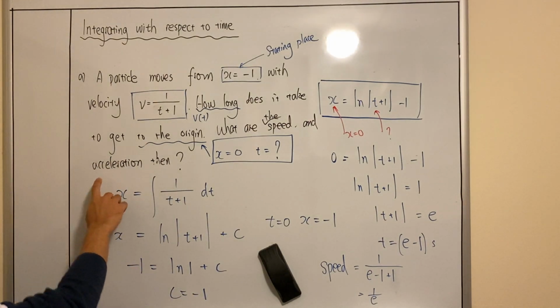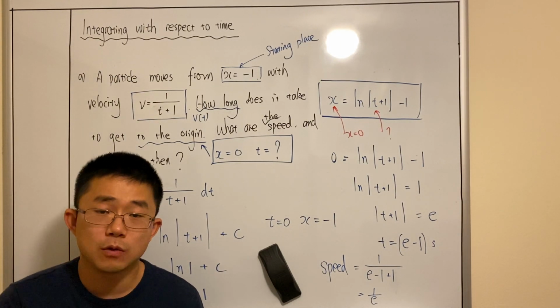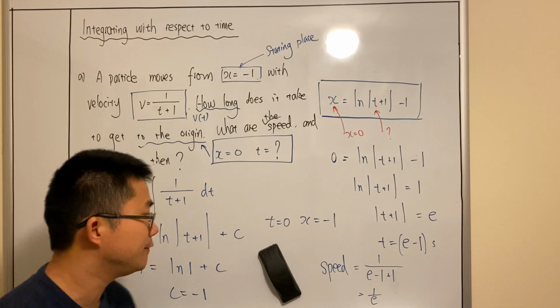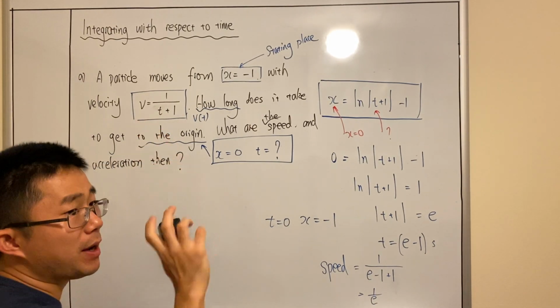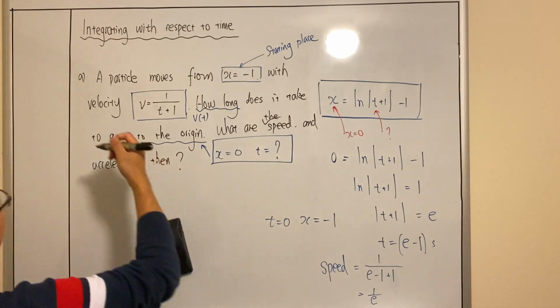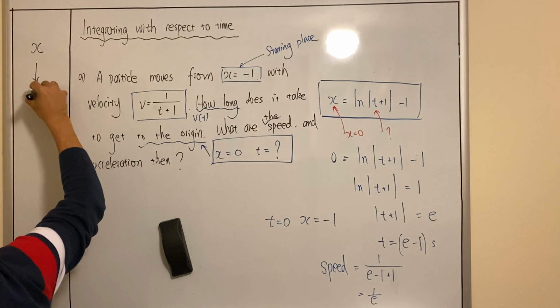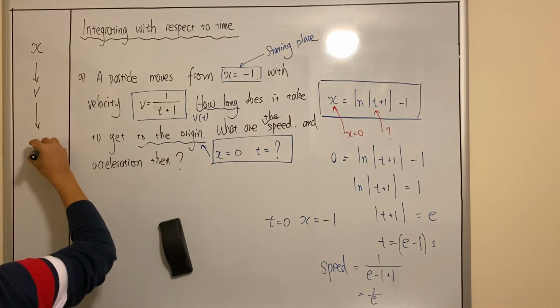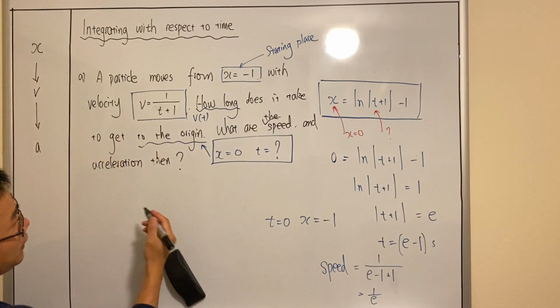How about acceleration? Well, do we have the acceleration equation here? No, we don't. So what we need to do is to find the acceleration function. And how do we find it? We have the velocity function. Now remember this. From displacement to velocity is differentiation. From velocity to acceleration is differentiation as well, right? So we need to differentiate the velocity function.